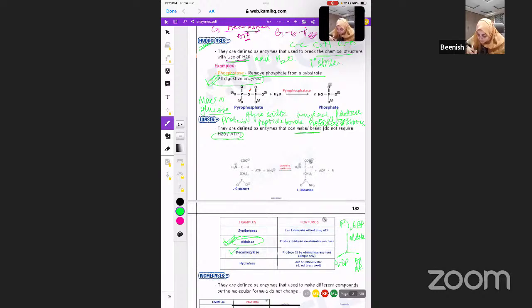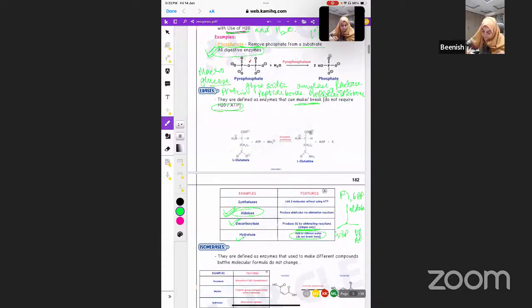ATP. The other examples are your decarboxylases, but only simple decarboxylations come under lyases. Your oxidative decarboxylation, where NAD is involved, comes under dehydrogenases. Then you have hydratase, for example, fumarase, from malate to fumarate. What is involved? Your fumarase enzyme is involved, and that requires addition or removal of water.